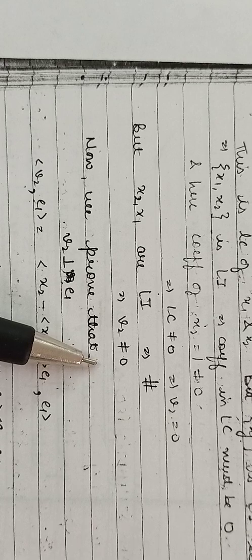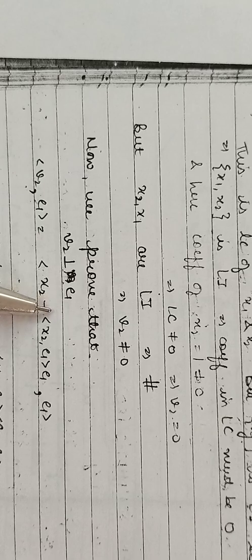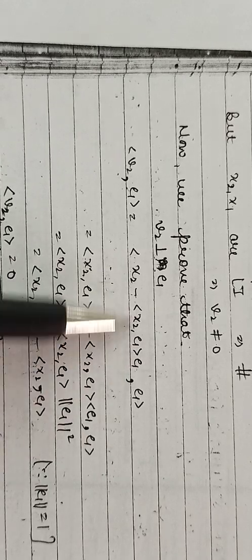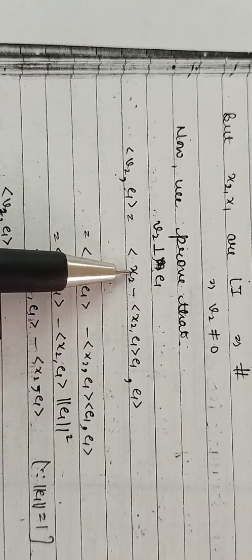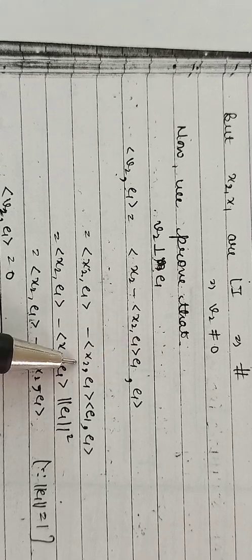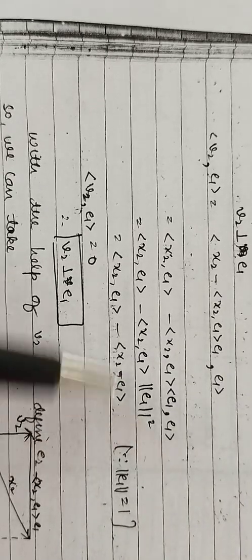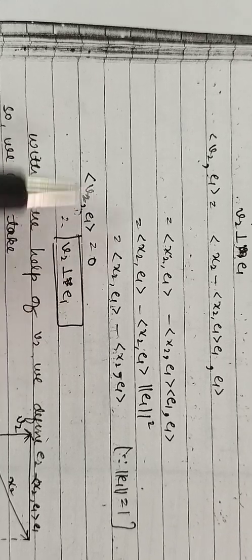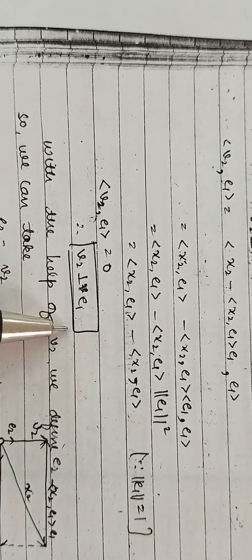Now we will prove that this vector v2 is perpendicular to the vector e1. So let us find the inner product, substituting the value of vector v2 here and using the linearity property of the inner product. By that property, this will become the inner product of x2 with e1 minus, this is a scalar, that will come outside. Inside we have the inner product of e1 with e1, that will become e1 norm square. This is 1. So we get the inner product of vector v2 with e1 will be 0. Because the inner product is 0, we can say that vector v2 is orthogonal to the vector e1.